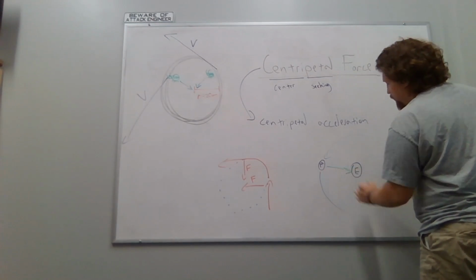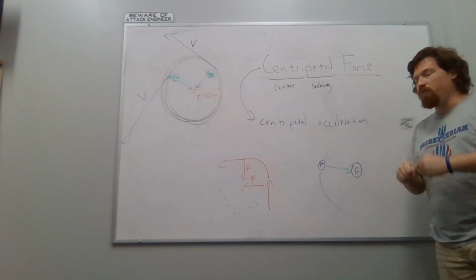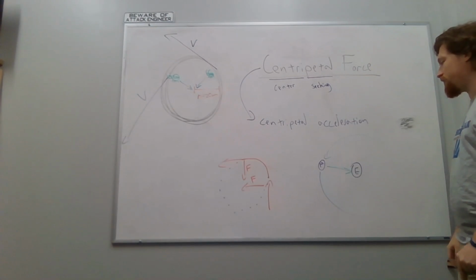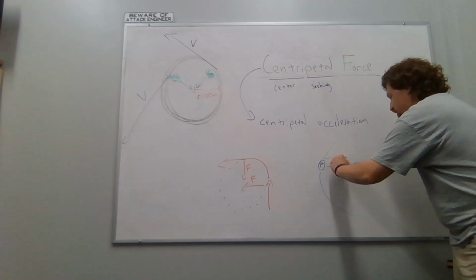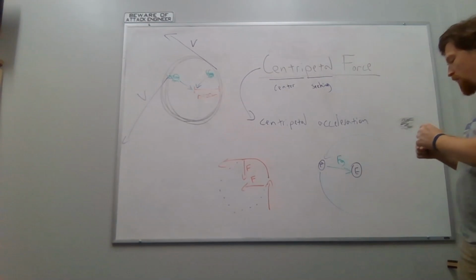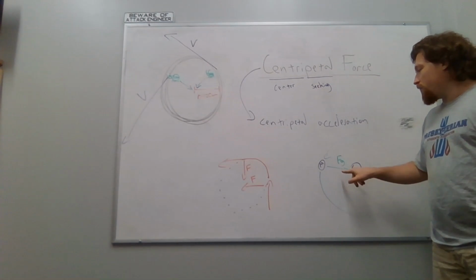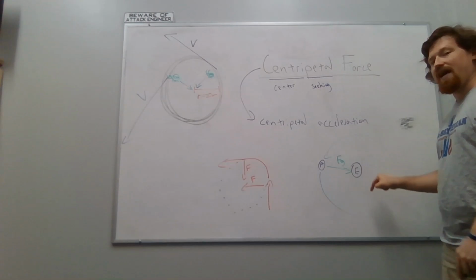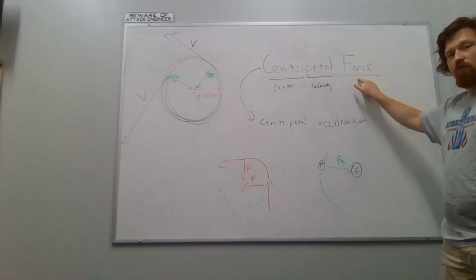There's a gravitational force between the Earth and the Moon. The Earth is pulling the Moon towards it. It's exerting that gravitational force. So, here, the force of gravity is acting as a centripetal force.